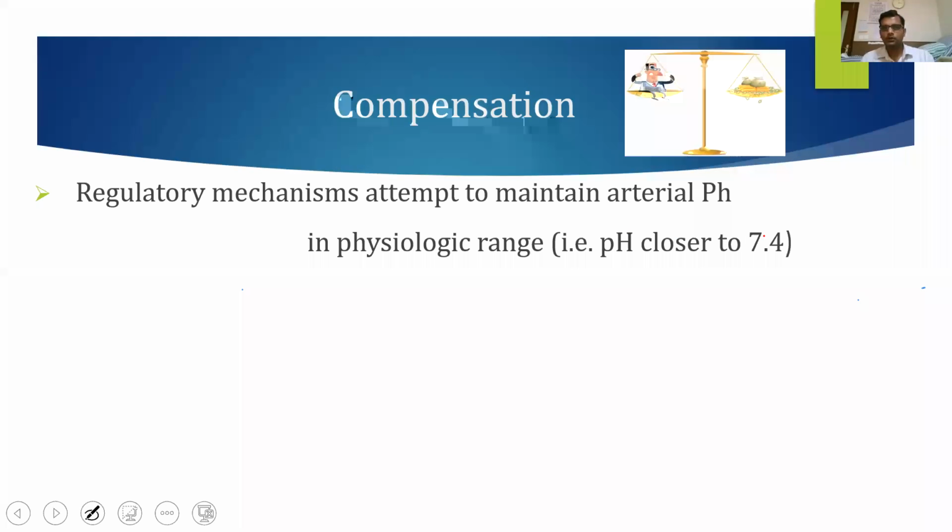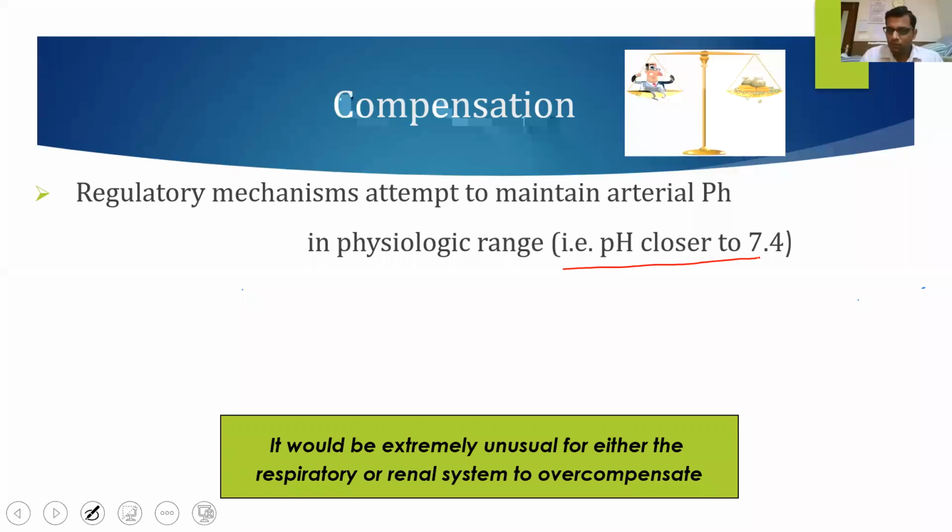Now coming to compensation. As per body physiology, whenever there is a change in the arterial pH, the body will try to make it closer to normal, that is closer to 7.4. That is what we call compensation. What we have to understand is, though the body tries to compensate, it would be extremely unusual for the respiratory or renal system to overcompensate. Overcompensation never happens. If there is overcompensation, it means that there is some hidden primary other disorder. It's a mixed disorder.